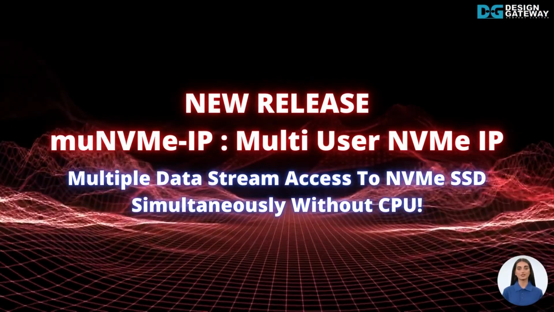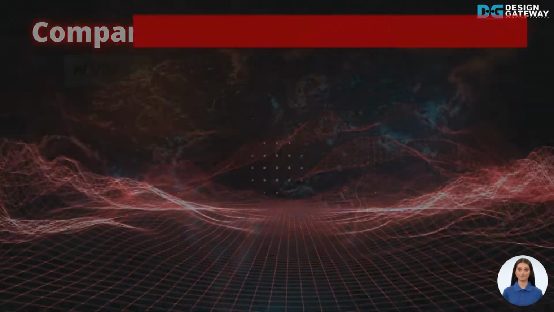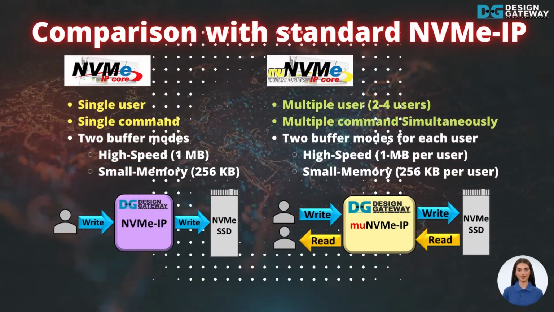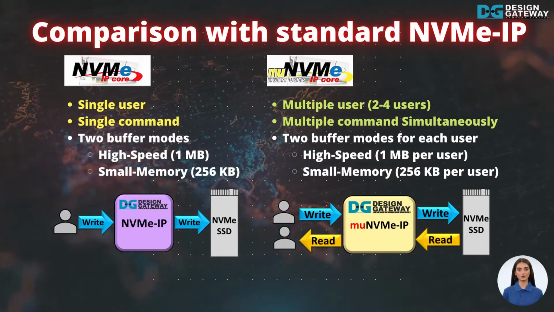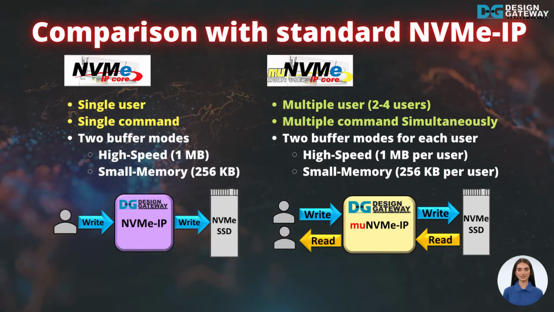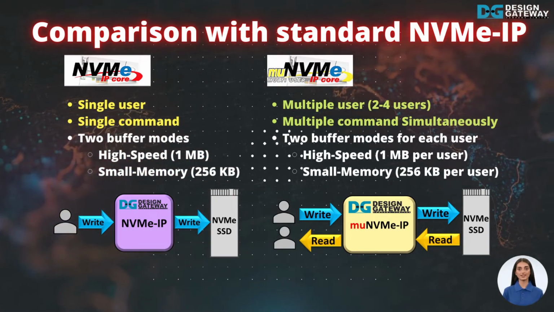Next, let me introduce you to the muNVMe-IP, or multi-user NVMe-IP core. Compare it with the standard NVMe-IP core, which is designed to operate with a single user only. The NVMe-IP core can execute only one command from one user at a time, while the muNVMe-IP core is designed to support up to 4 users and can execute commands from each user simultaneously.